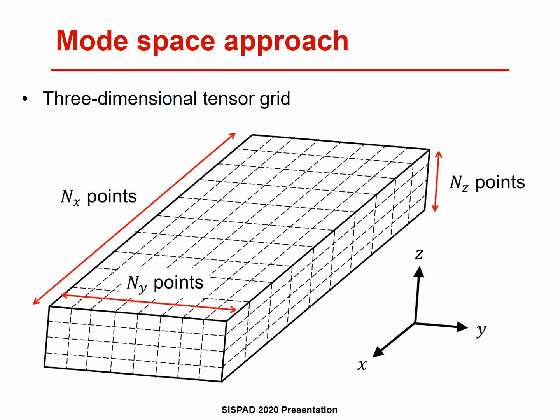In this slide, the grid structure is explained. Since the decoupled mode space approach is adopted in this work, the cross-section in the YZ plane should be uniform along the x direction. A three-dimensional tensor grid is assumed for simplicity. However, it is noted that unstructured grids in the YZ plane can be used without much difficulties.